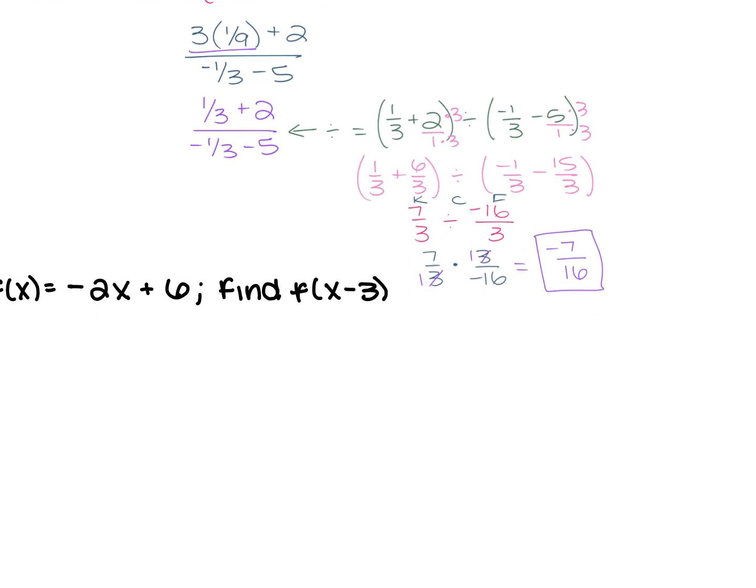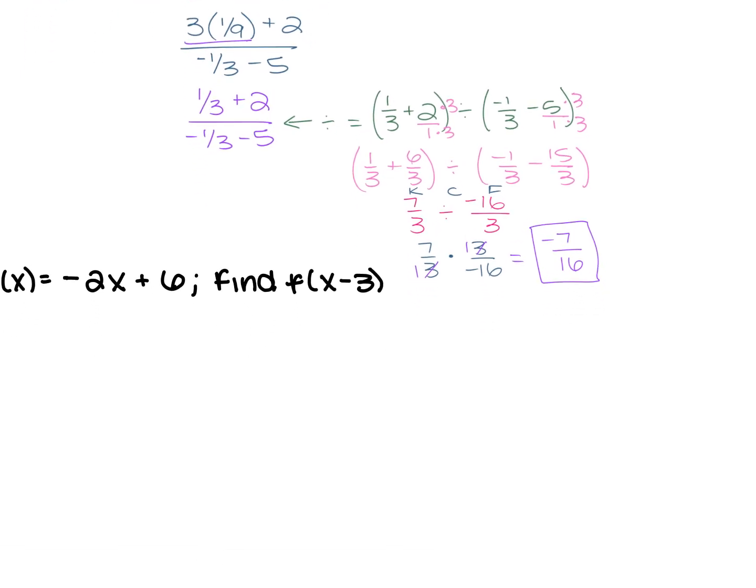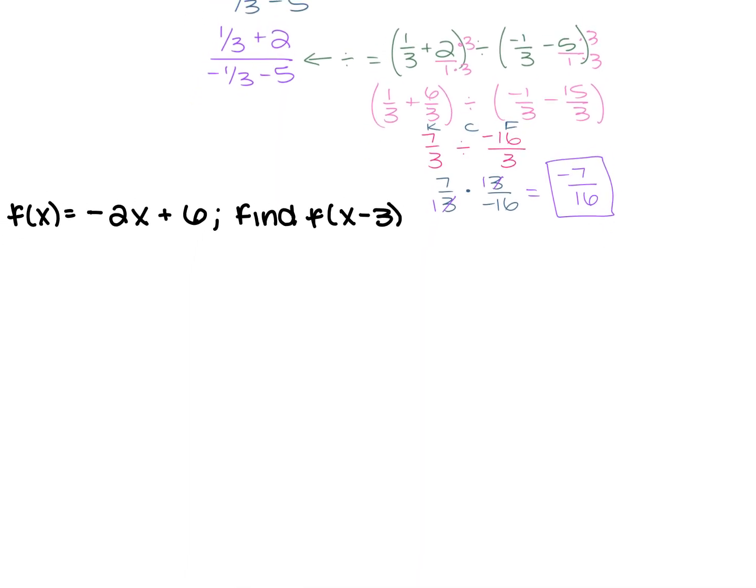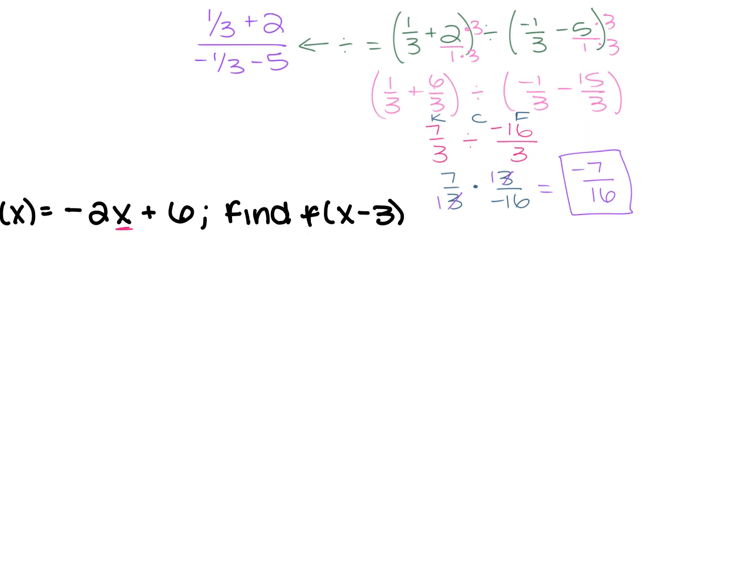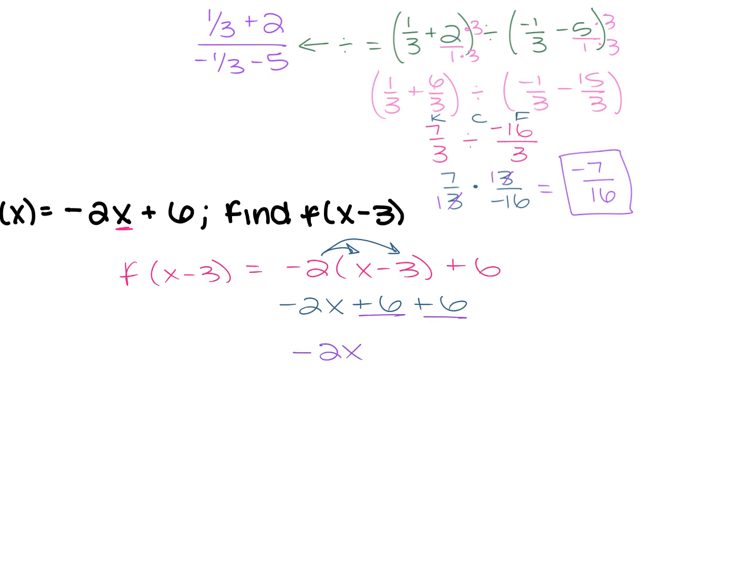For number 11, you have f of x is equal to negative 2x plus 6. You're finding f of x minus 3. So for this one, we're going to plug in the x minus 3 in for x. So this x is going to change into x minus 3. So it's going to give us f of x minus 3 is equal to negative 2 times x minus 3 plus 6. First thing here to do is to distribute that negative 2 into the x minus 3. So it's going to give us negative 2x plus 6 plus 6. From here, you have like terms with those 6's. So that's going to give us negative 2x plus 12.